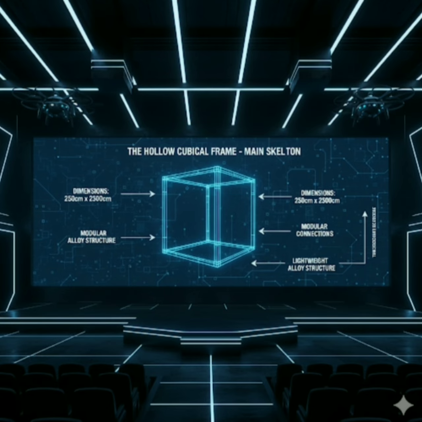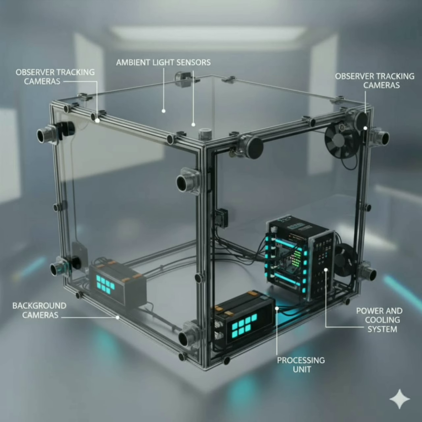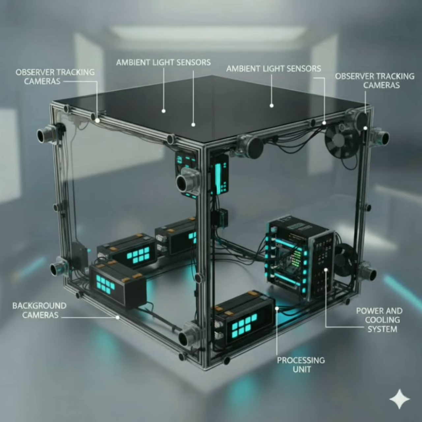First, we have a hollow cubical frame. As you can see, this is the main skeleton of our cloak. Its dimensions are 250 cm by 250 cm by 250 cm. Now, inside this frame, we install the necessary hardware. This includes a processing unit, like a Raspberry Pi 5, a power and cooling system, observer tracking cameras, background cameras, and ambient light sensors.